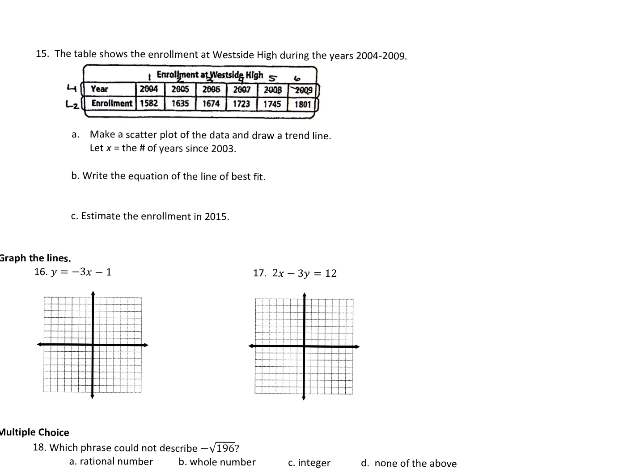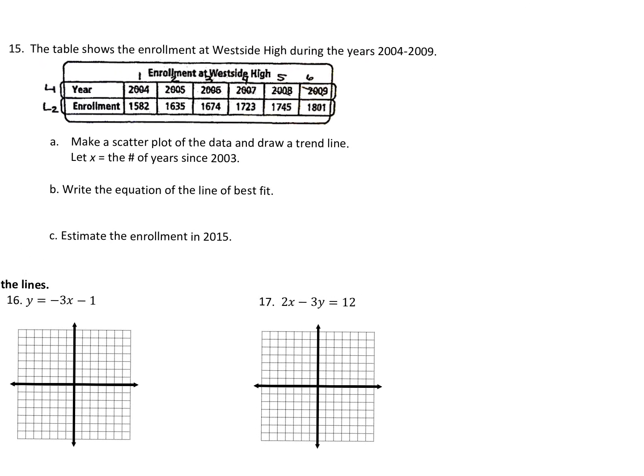All right. This one I'm going to talk you through, but I'm not going to be able to show you my graphing calculator right now, but I will give you all the steps to do it. It says the table shows the enrollment at Westside High during the years 2004 to 2009. Notice we're not going to plug in these numbers. Okay, we're going to plug in 1, 2, 3, 4, 5, and 6. So make a scatter plot and draw a trend line.